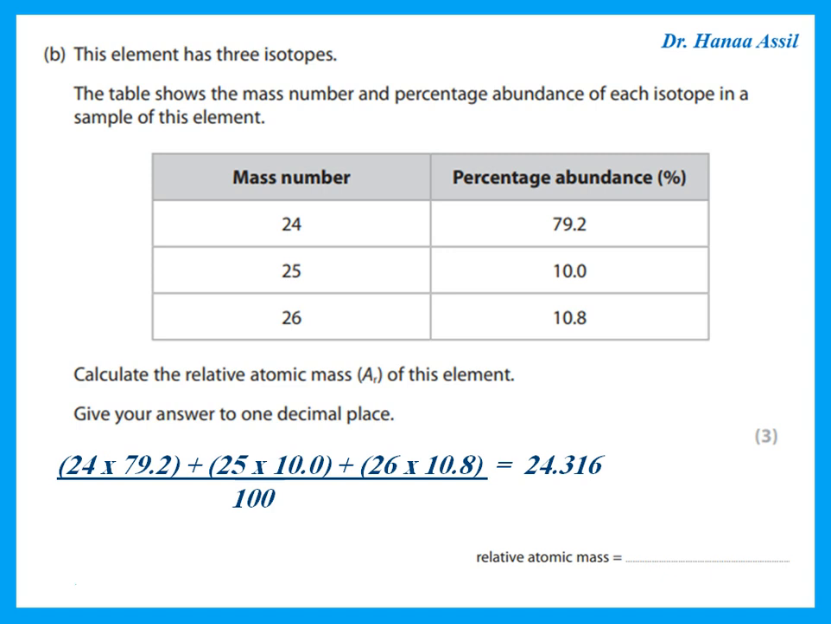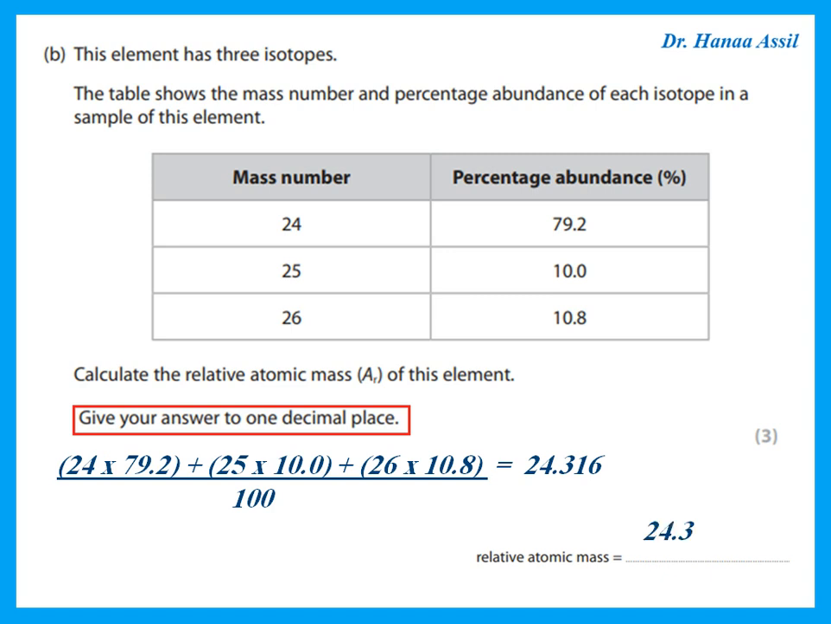Now, is this my answer? This is not my answer because he says give your answer to 1 decimal place. So please don't stop here. 1 decimal place would be 24.3.